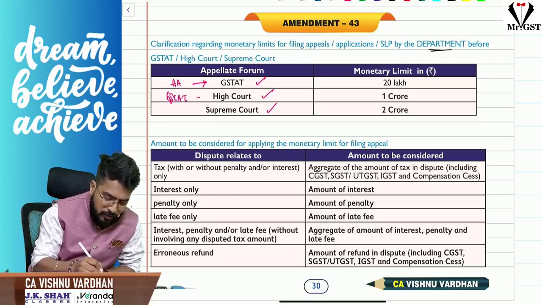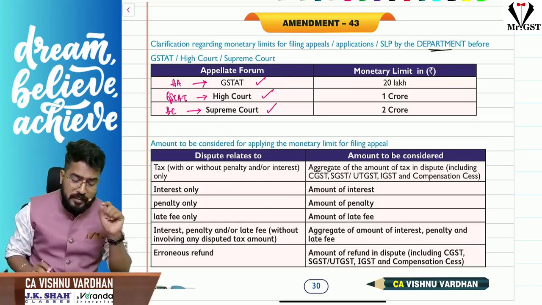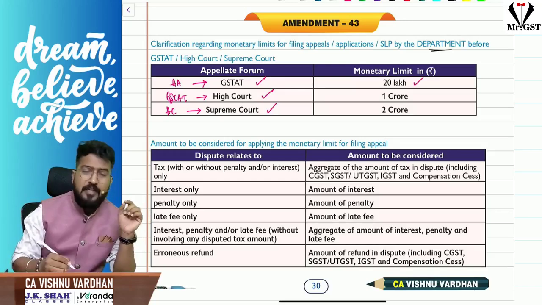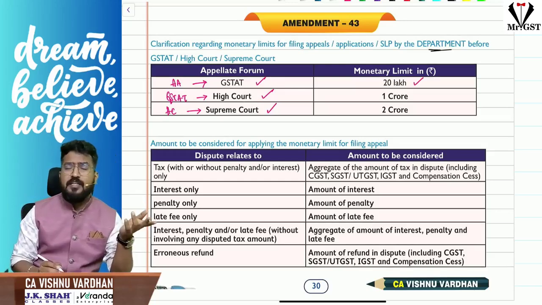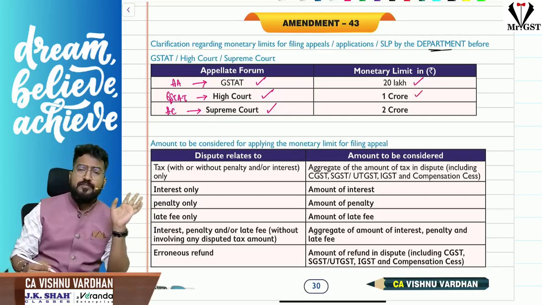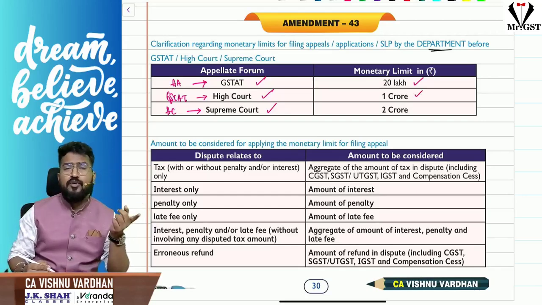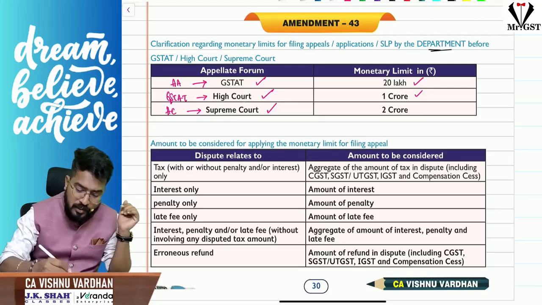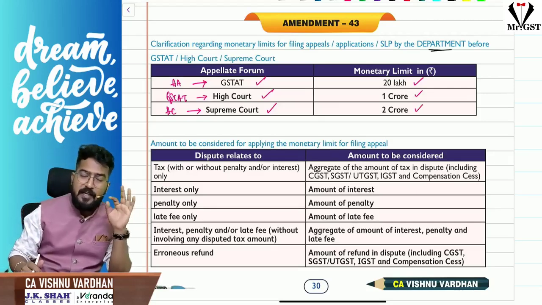against the order of the GST appellate tribunal to the High Court, or against the order of the High Court to the Supreme Court, then the amount involved should be at least 20 lakhs. Then only you can file an appeal in the GST appellate tribunal. If the tribunal gave an order and you want to file an appeal in the High Court, at least the amount in question should be 1 crore. Or if there is a High Court order which you want to challenge in the Supreme Court, at least 2 crores should be involved. Then only you can file an appeal against the order.